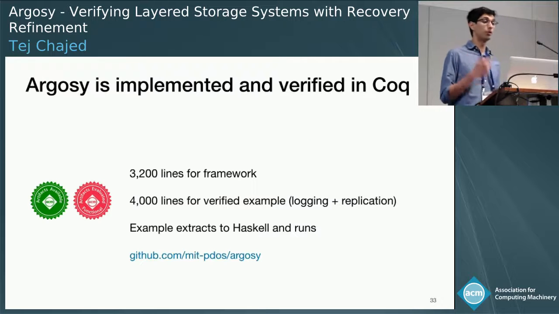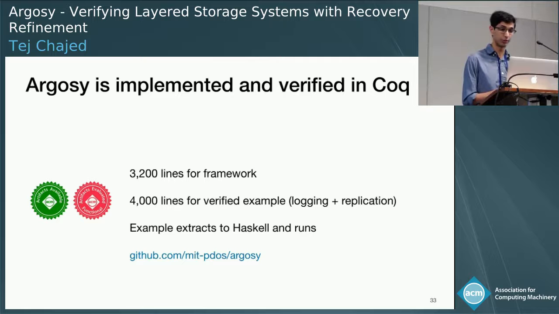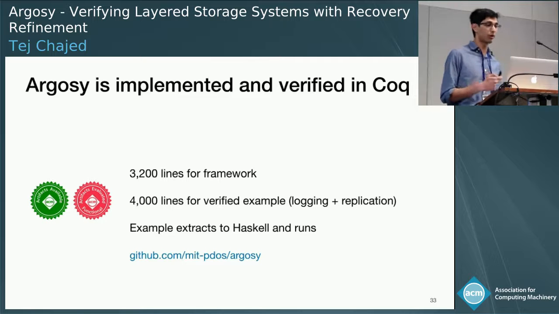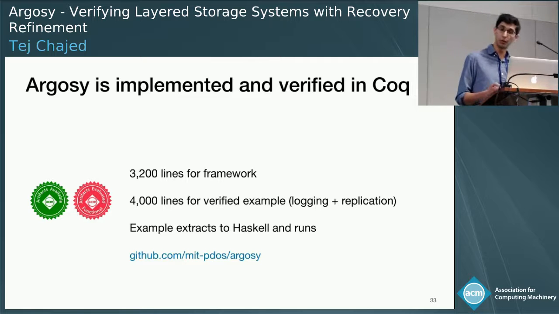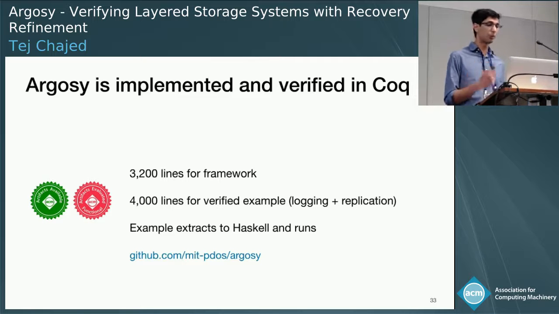All of that code is implemented and verified in the Coq proof assistant. Our framework consists of about 3,200 lines of code, so it's a pretty small framework. It has a library for modeling Kleene algebra, specifically to model transition systems. We have a crash and recovery semantics, and those 3,200 lines include proofs of the overall correctness theorem, as well as the composition theorem and all the generic meta theory.